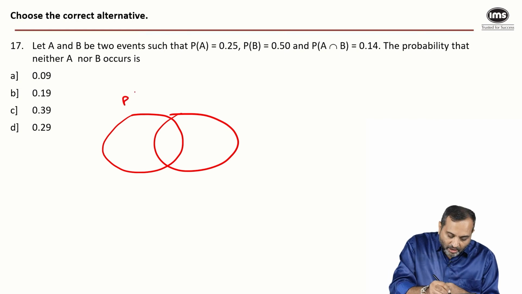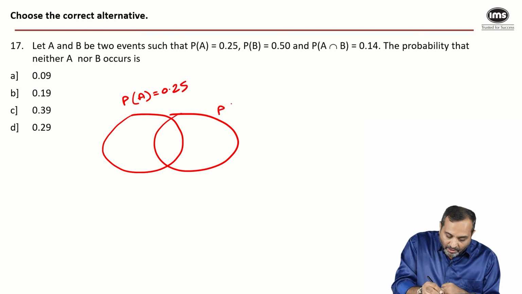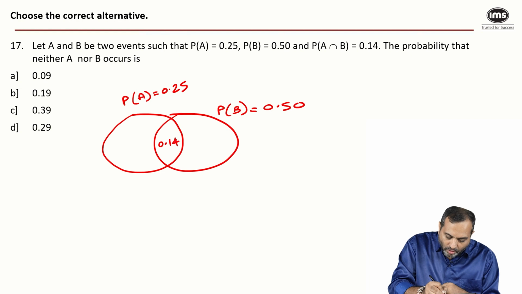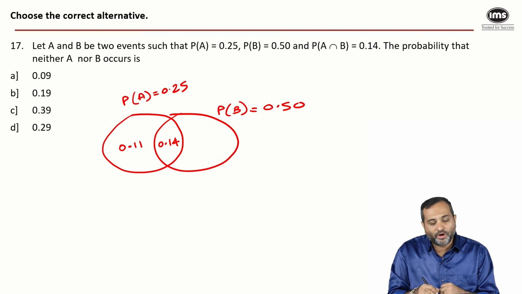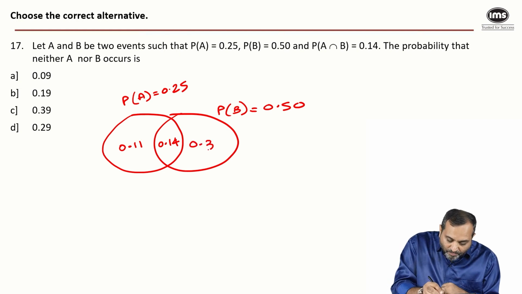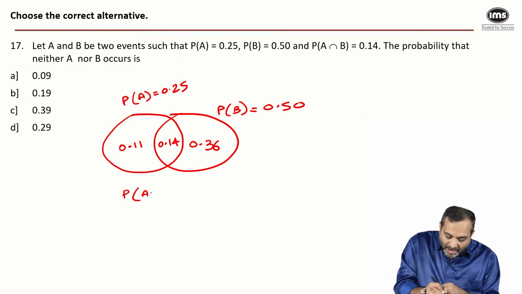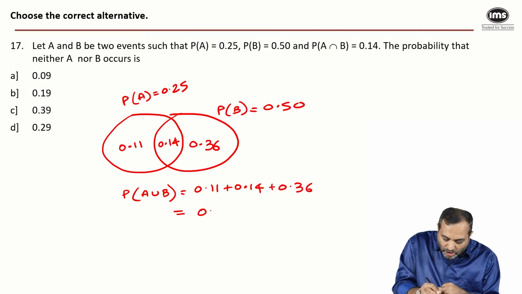What is P of A? 0.25. What is P of B? 0.50. And the intersection is given to me as 0.14. So can I say only probability of A has to be 0.11 and only probability of B has to be 0.36. So what is my probability of A union B? It will become 0.11 plus 0.14 plus 0.36, which will turn out to be how much?